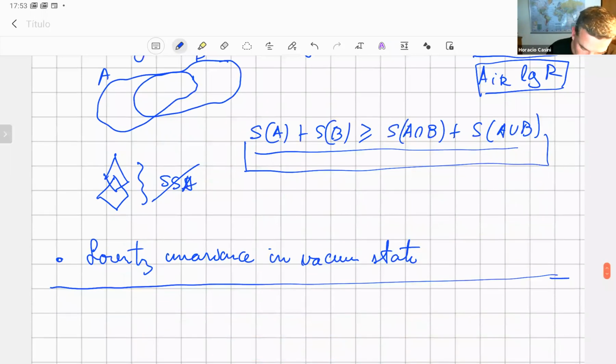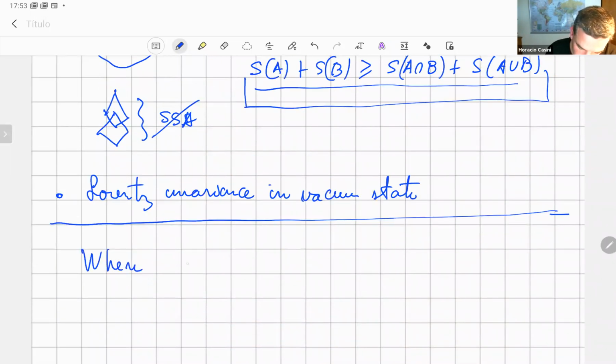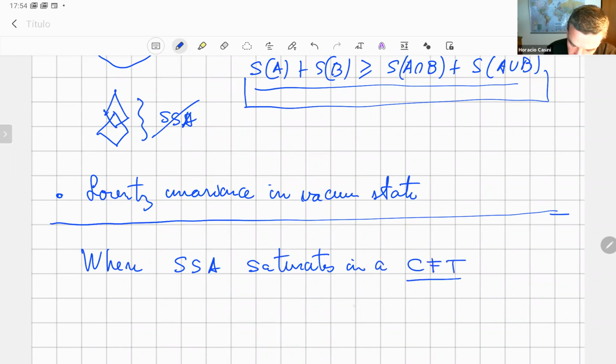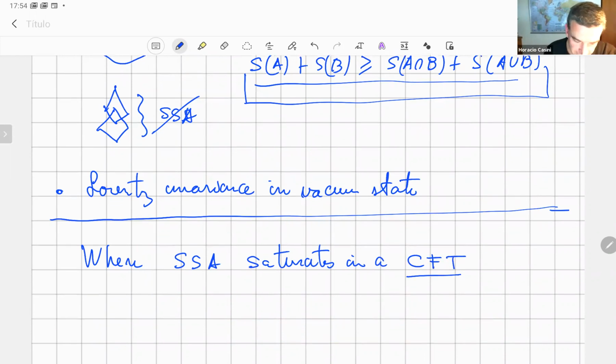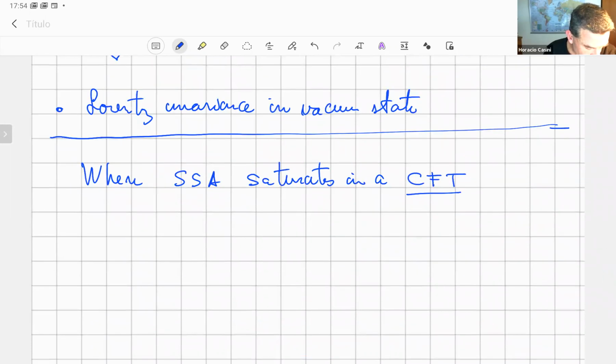So the first question is when strong subadditivity saturates in a conformal field theory. We do not need that it saturates for any theory, but for a conformal field theory. And when the strong subadditivity saturates, it is called a Markov state, and these algebras are called Markov.